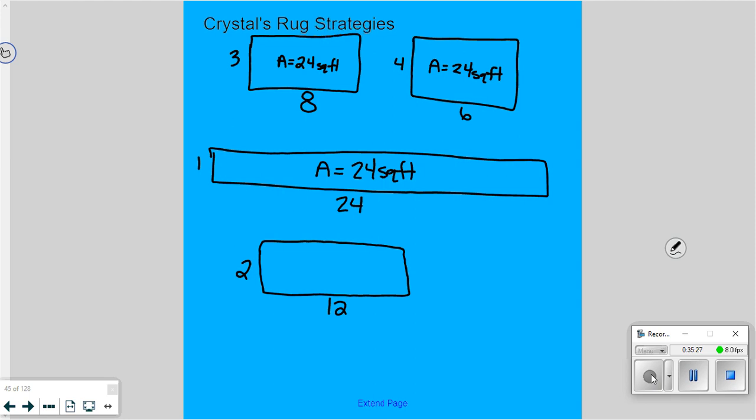All of those rugs have the same area. Which one do you think Crystal should choose? All of those meet her requirements. She said, I want a rug with 24 square feet. All of those got 24 square feet.